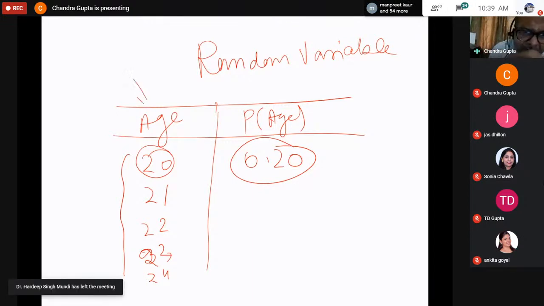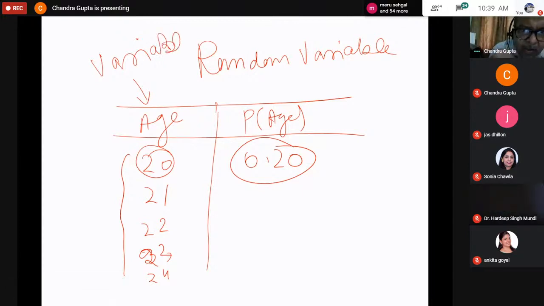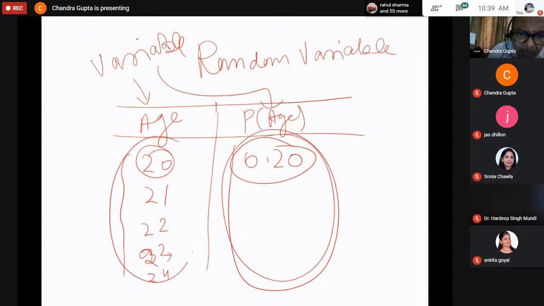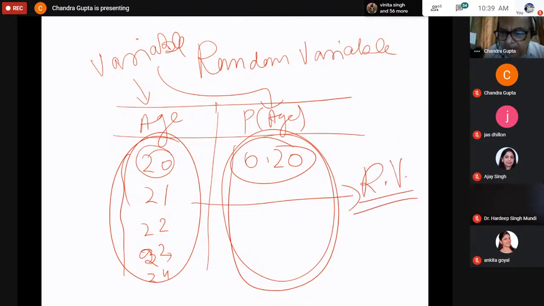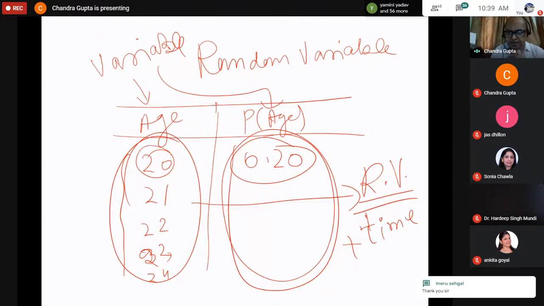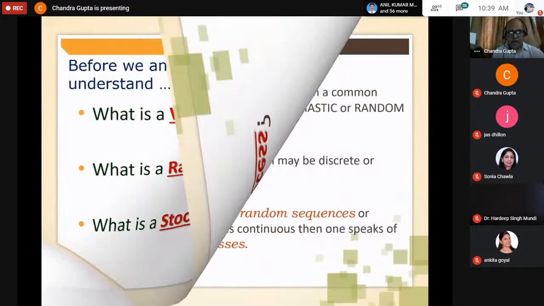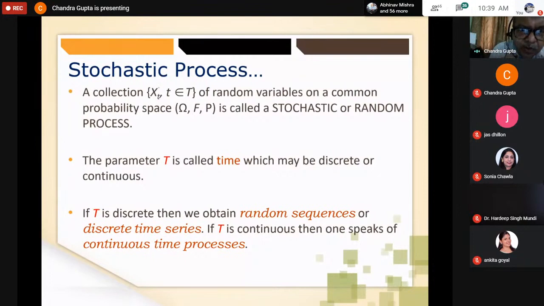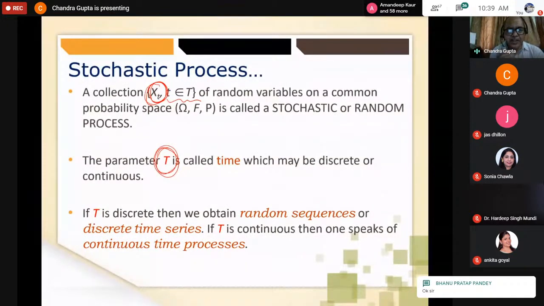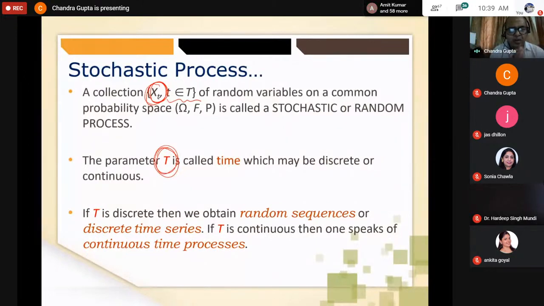Then this age, which is a variable associated with the probability, is giving me what is called a random variable. And if you add a time dimension to it, then it becomes a stochastic process. So the stochastic process is a collection of random variable xt over a period of time. Parameter t is called the time. If t is discrete, we say we have a discrete series or random sequence or discrete time series. If it is continuous, we say we have a continuous stochastic process or continuous random process or continuous time processes.